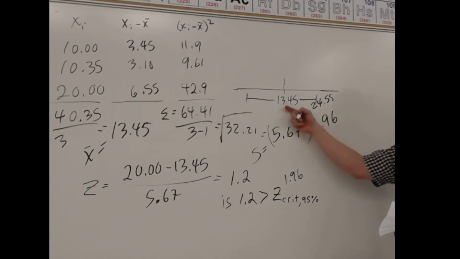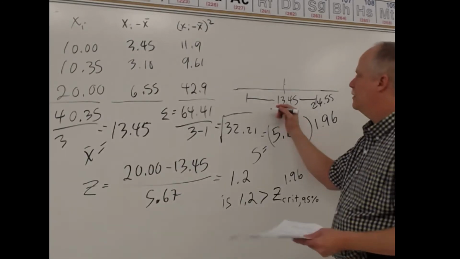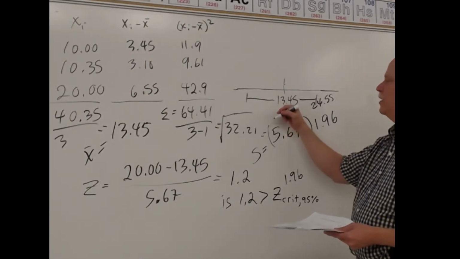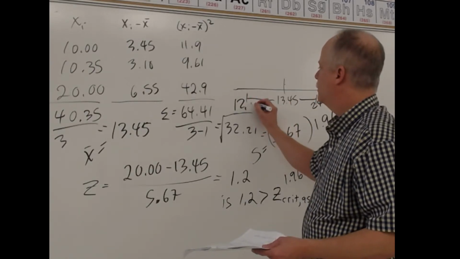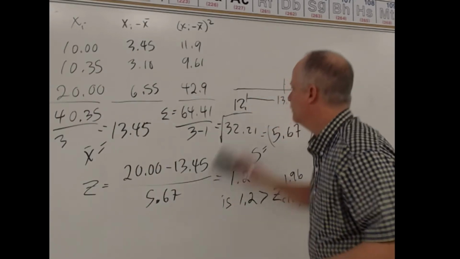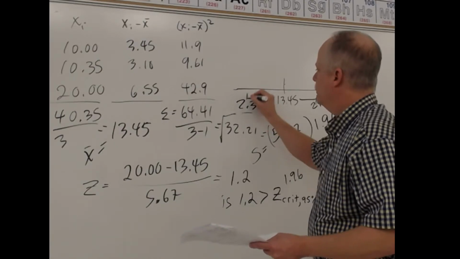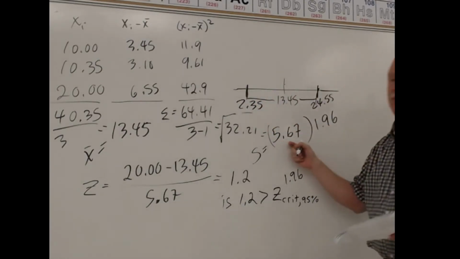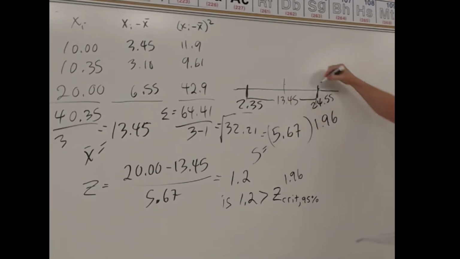Let's take 13.45 and subtract 5.6 times 1.96. So let's subtract our confidence interval. It was 11.1, so we're going to subtract that. It's going to be 2.35. So our standard deviation is pretty big. That's our 95% confidence range. And 20 is right here. So it's not an outlier.